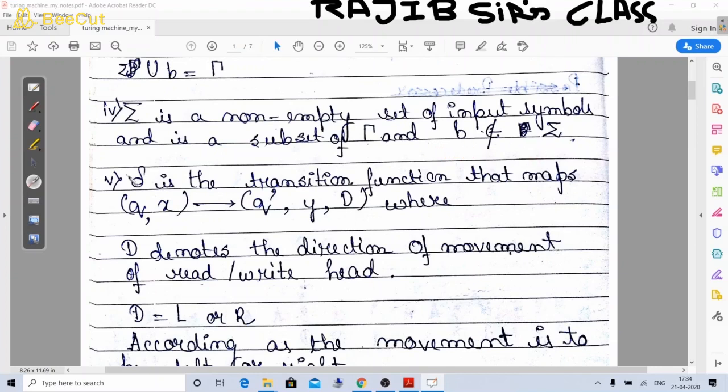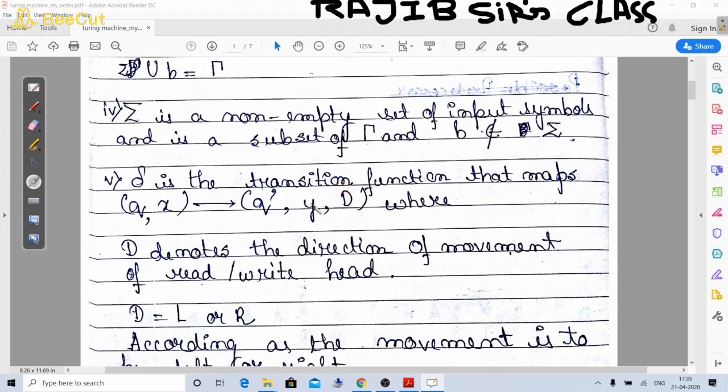Now, your transition function. Delta is your transition function, and it maps Q, the state, and X, your input symbol. If you apply Q on X, it will go to another Q, and the X may be changed to Y or may remain the same. But the most interesting part is this D, which you don't have in PDA. We have a stack symbol over there, but here we have this D. D denotes the direction.